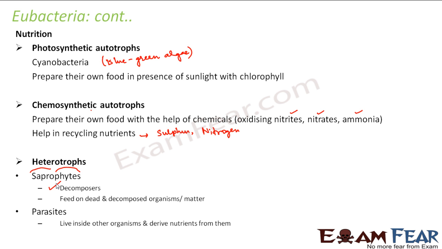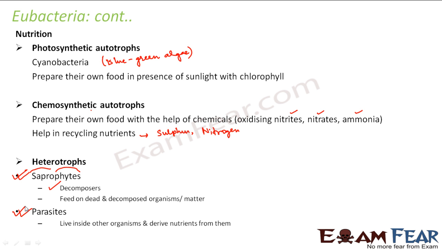They can also be parasites. So being saprophyte is one possibility, being a heterotroph, but it can also be parasite, that instead of feeding on dead and decomposed matter, it lives inside other organisms and takes nutrients from that organism. For example, if a bacteria lives inside a human being, so what will that bacteria do? It will take food from the human body itself. So a part of the food inside the human body will be snatched away by the bacteria. So it can be parasitic as well.